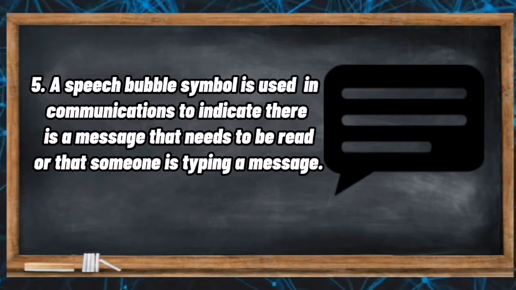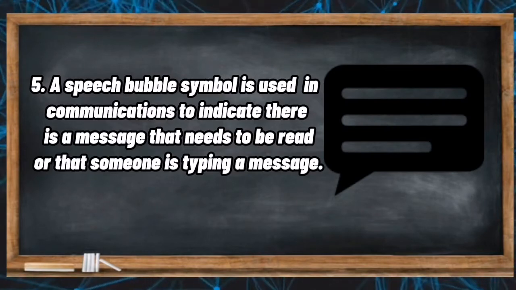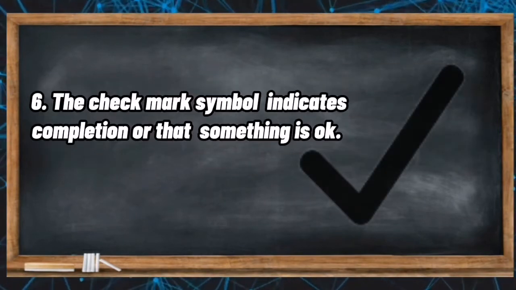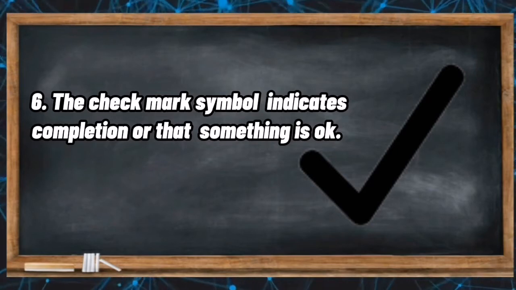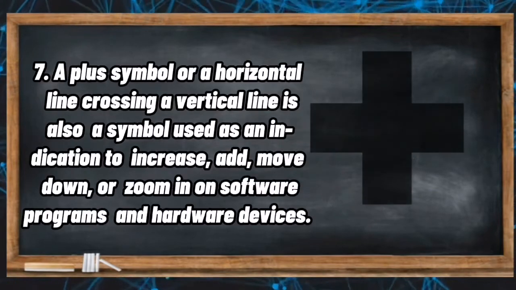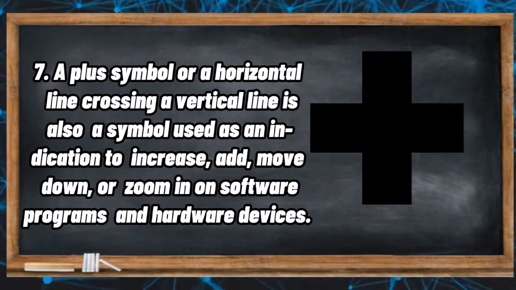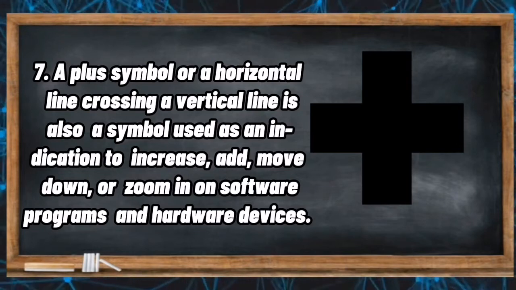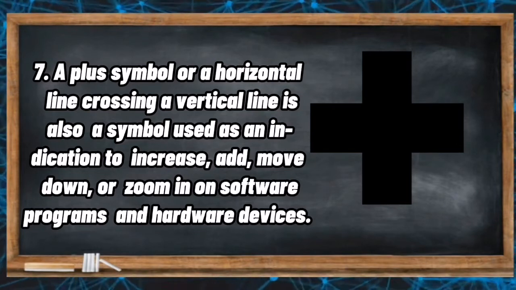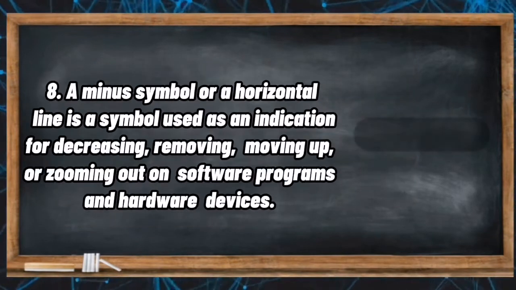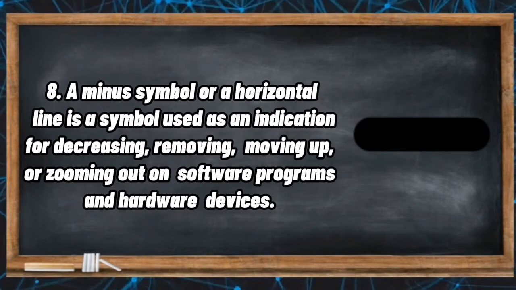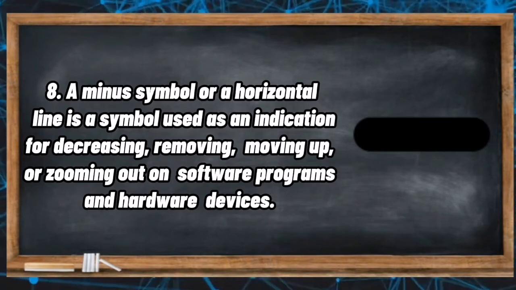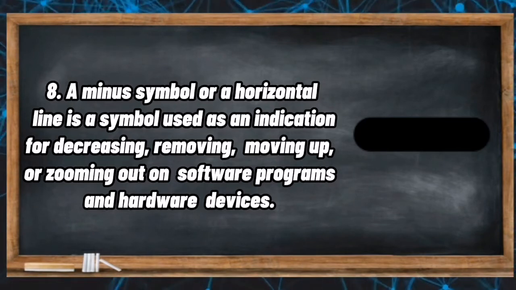A speech bubble symbol is used in communications to indicate that there is a message that needs to be read or that someone is typing a message. The check mark symbol indicates completion or that something is okay. A plus symbol, or a horizontal line crossing a vertical line, is also a symbol used as an indicator to increase, add, move down, or zoom in on software programs and hardware devices. A minus symbol, or a horizontal line, is a symbol used as an indication for decreasing, removing, moving up, or zooming out on software programs and hardware devices.